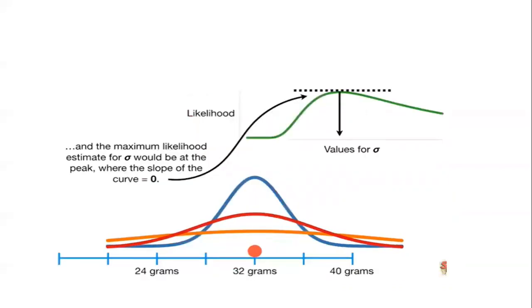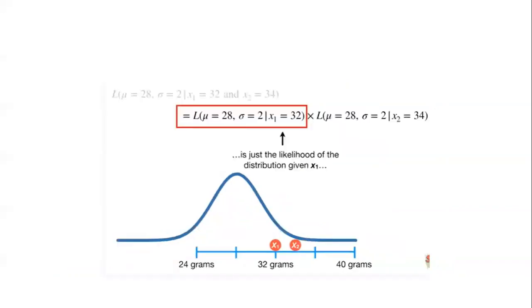Right. So again we have to find that value of sigma where it peaks. So again, at the peak, the slope will be 0. And the maximum likelihood estimate for sigma would be at the peak where the slope of the curve is 0. So whenever we want to identify the maximum likelihood, we have to identify that point in the curve where the slope is 0. Right? Okay.